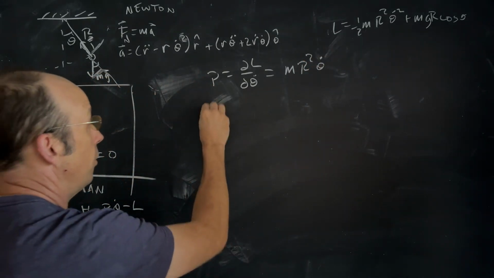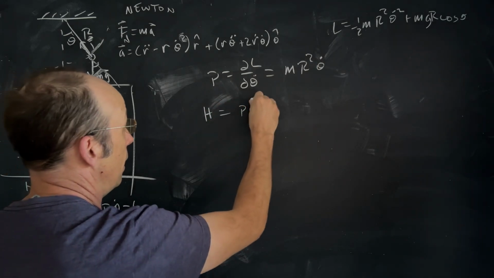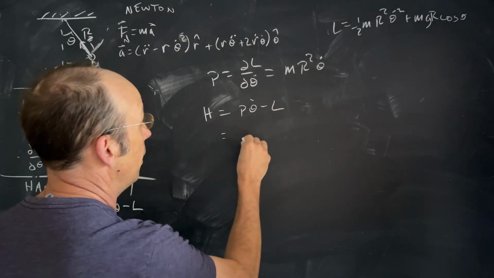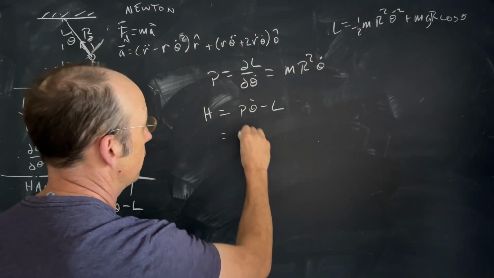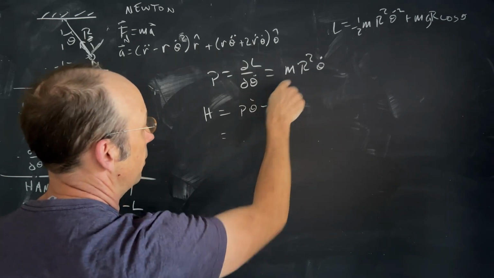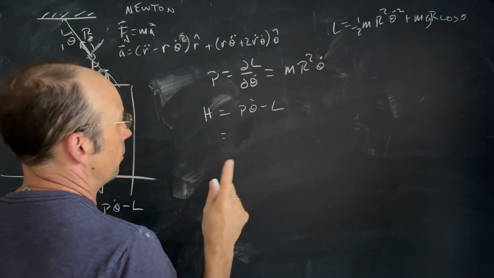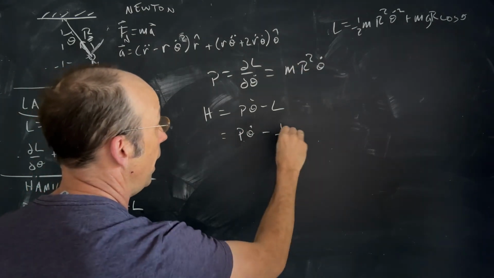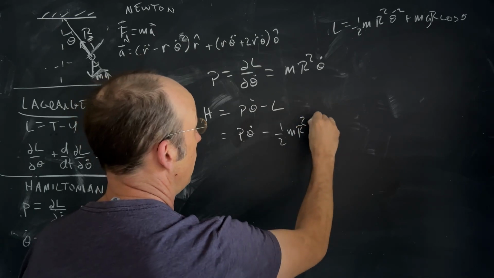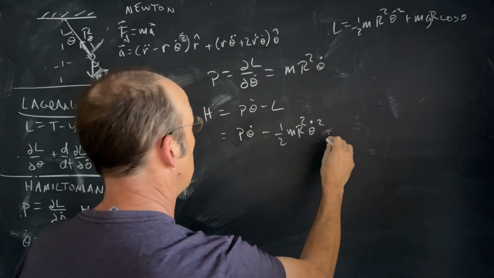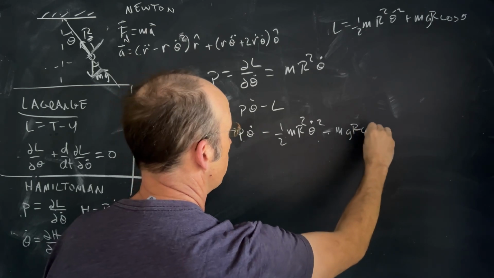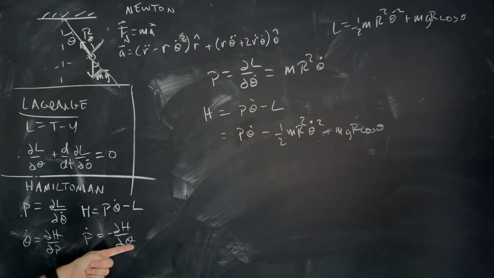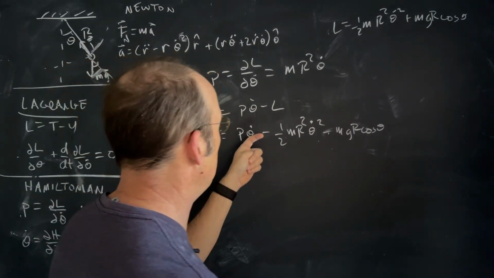Now I need to find the Hamiltonian. That's going to be p theta dot minus L. So let's just write it as p theta dot minus 1/2 m r squared theta dot squared minus m g r cosine theta. Okay, so if we look over here to our Hamiltonian, we want to get it in terms of theta and p. So I don't want any p theta dots.